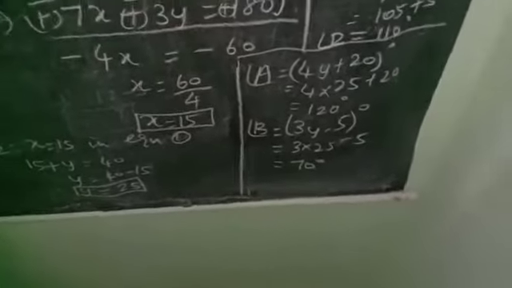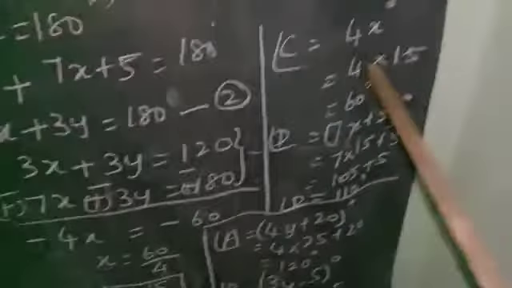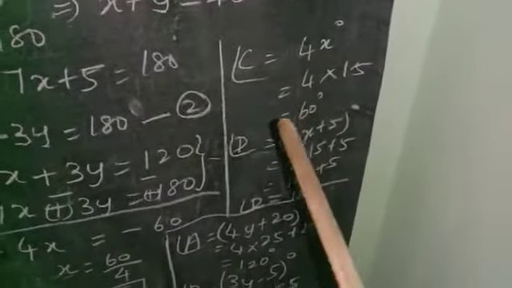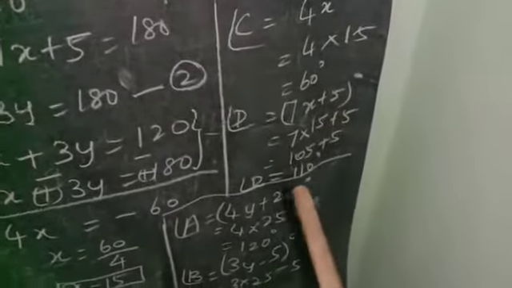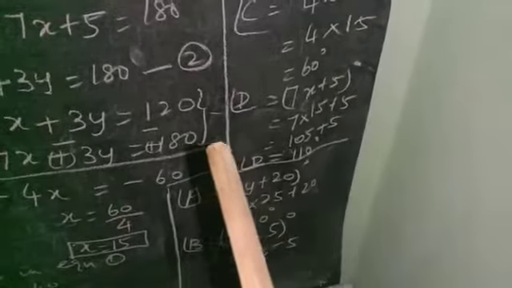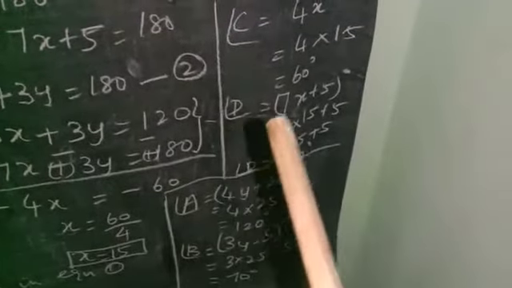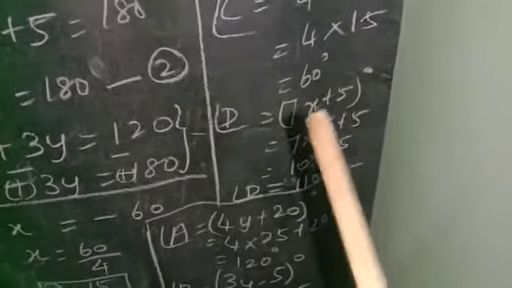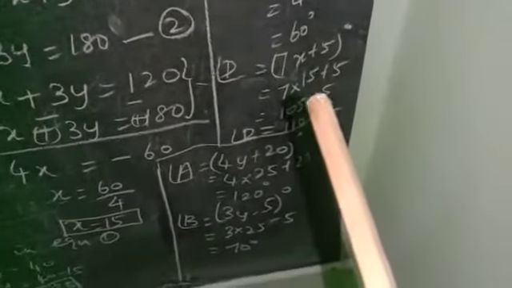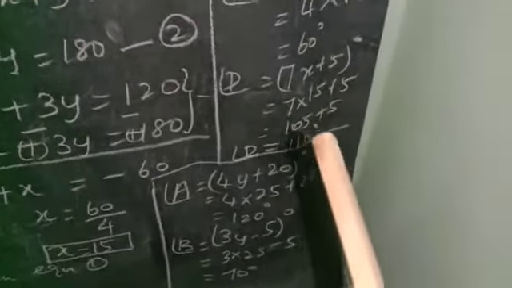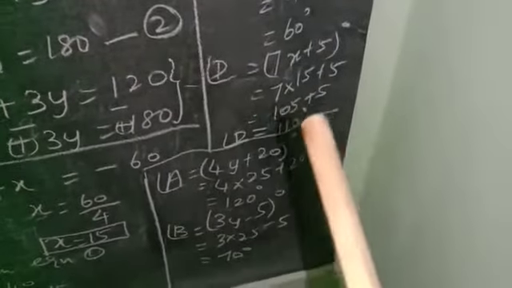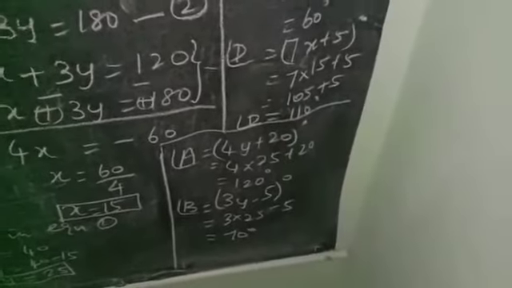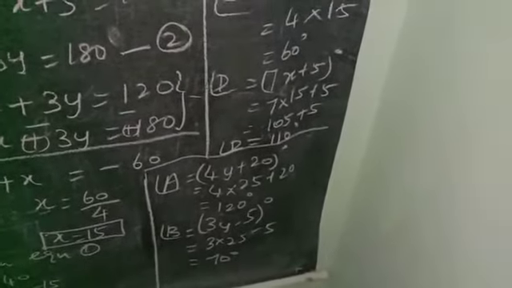Next, angle C is 4x degrees. Now we substitute the x value 15, and we get angle C is equal to 60 degrees. The last one is D. D is 7x plus 5 degrees. Here we substitute the value x is equal to 15. Then we get 7 into 15 plus 5, which is 105 plus 5, 110. So angle D is 110 degrees.